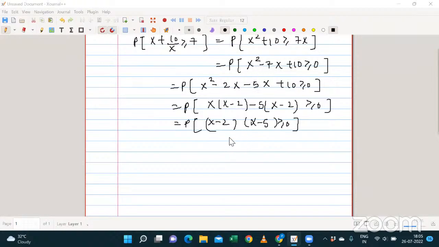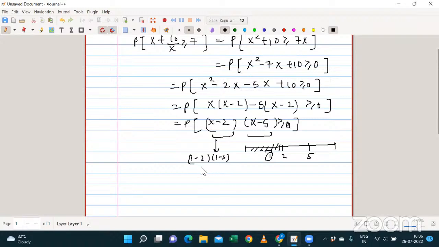Yes, sir. Now tell me, we need to find the values of x for which the product of these two should be greater or equal to 0, right? Suppose this is 2, this is 5. So less than 2, any value, let's take 1. If you put 1 here, then what you will get? 1 minus 2, 1 minus 5, that means minus 1 into minus 4, which will be 4, which is greater or equal to 0.